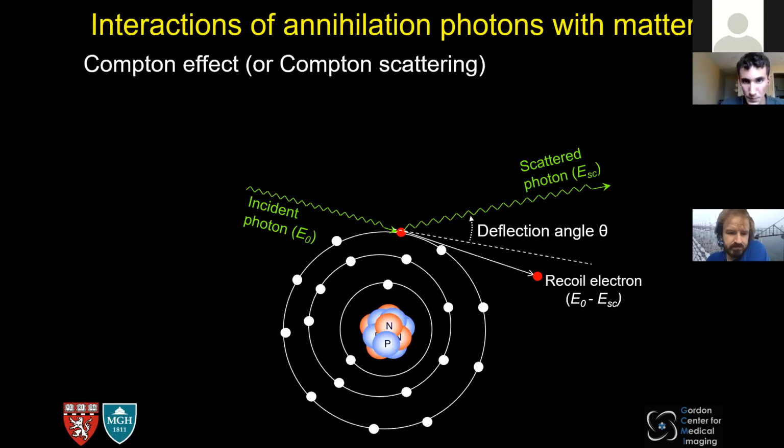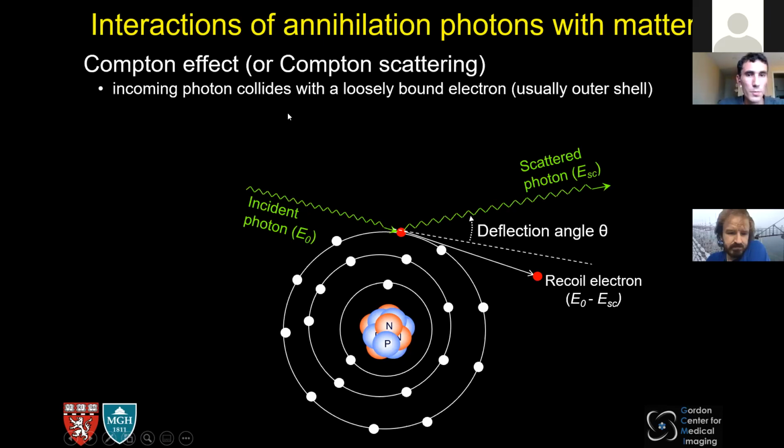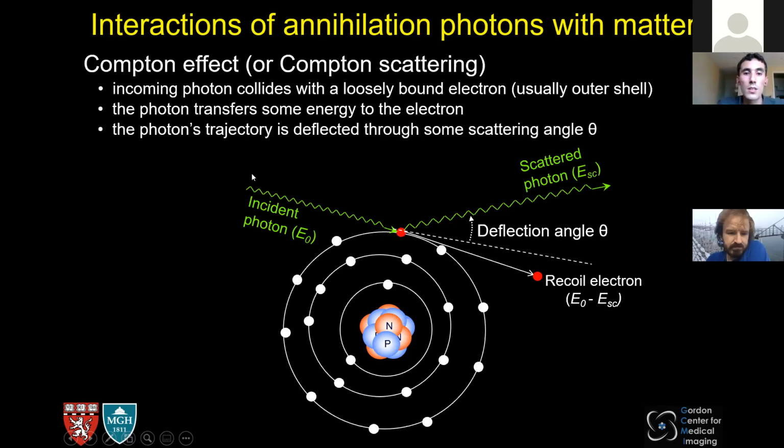So this is Compton. It's also called Compton scattering. So it's basically a collision between a photon and a loosely bound electron, typically from the outer shell of the electronic shell. So what's going to happen during Compton interaction is that the photon here is going to transfer some of its energy to the electron, and then the photon's trajectory is going to be deflected through some scattering angle theta, okay? And eventually, if the energy transferred to the electron is higher than the binding energy of that electron, you're going to have a recoil electron that is going to be emitted, okay?